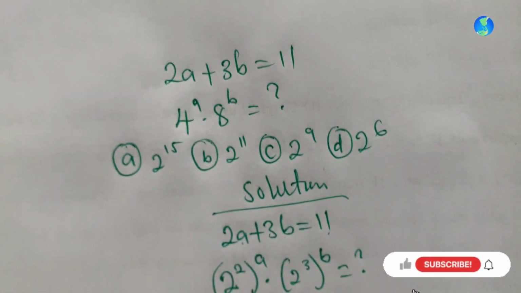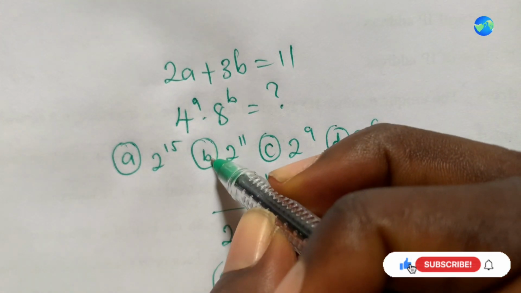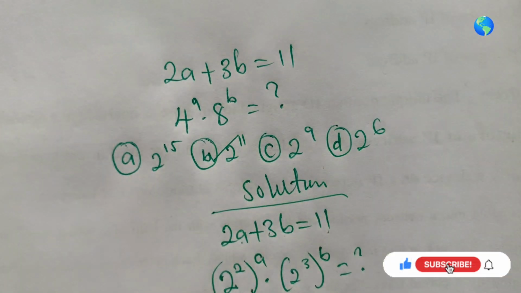Now let's check in the options. Do we have such a result? Yes, we have option B to be that result.